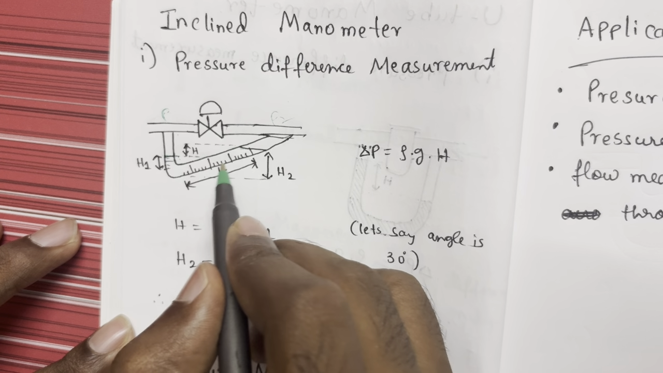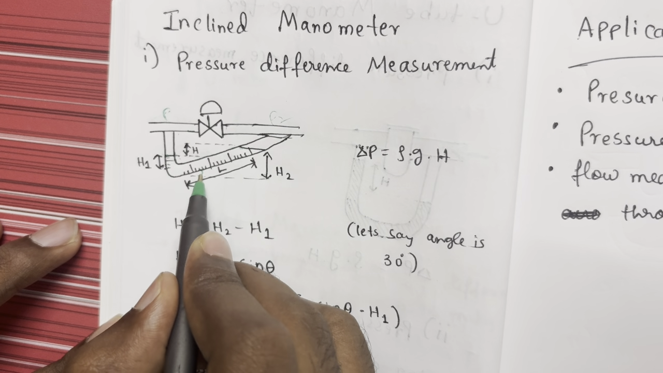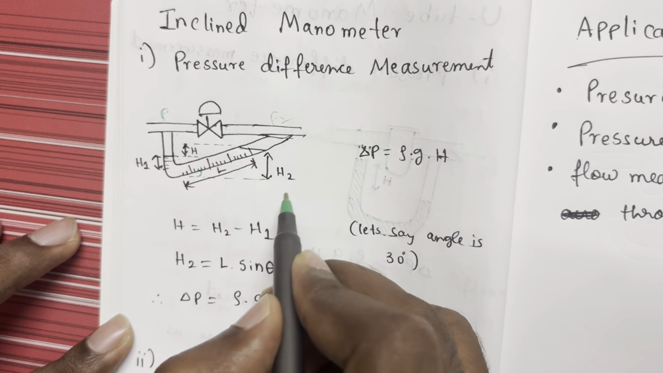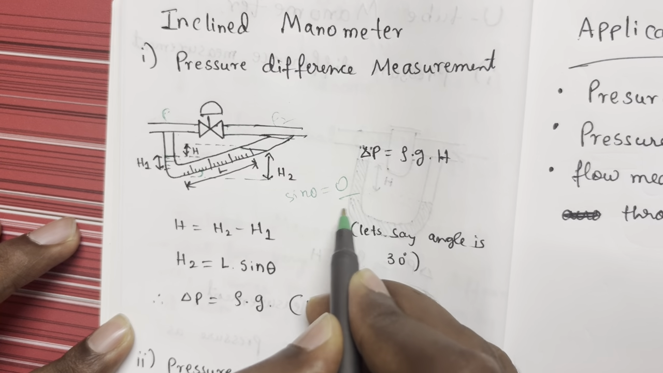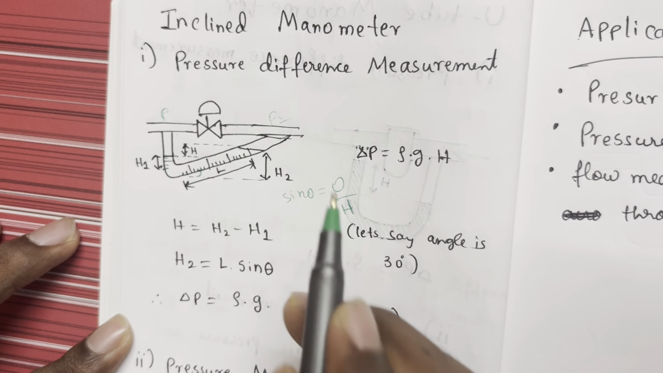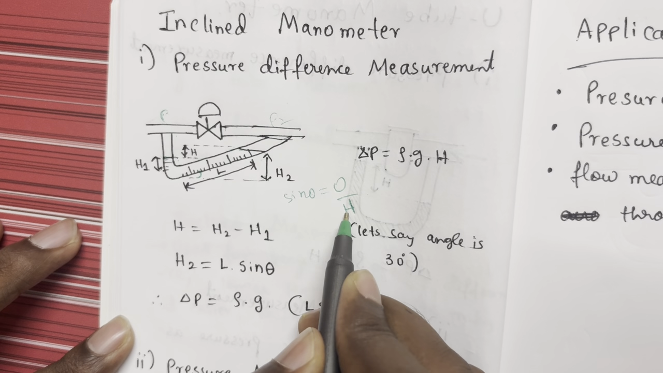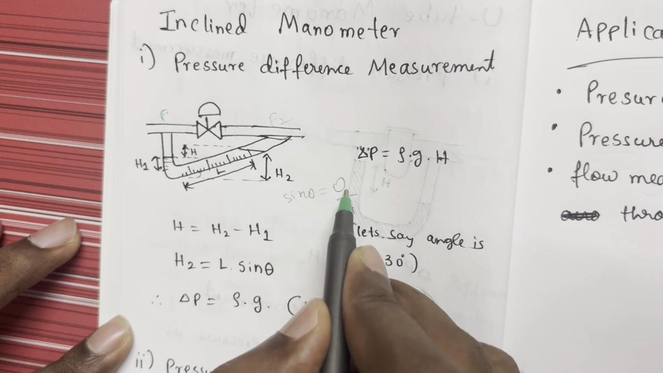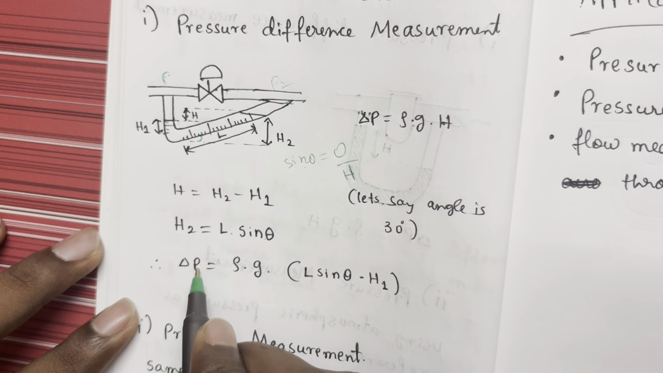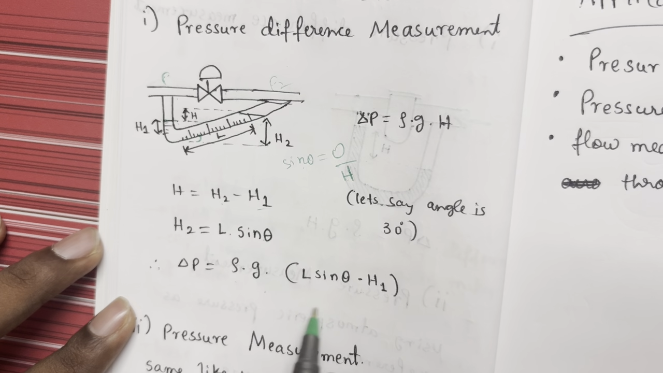I have this scale inbuilt on the inclined manometer. So I know this angle. Let's say this is a 30-degree angle. Then I'll just calculate. As we know, sine theta is equal to opposite by hypotenuse. So this is opposite, this is hypotenuse. So this will be hypotenuse into sine theta, which is L into sine theta. So the pressure drop will be rho gh, which is density times gravity times h. What is h? H2 minus h1. H2 is L sine theta, minus h1.